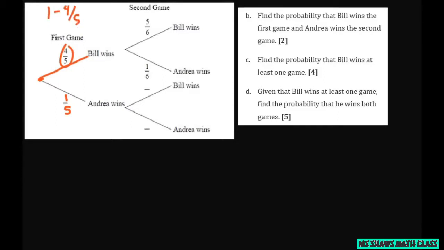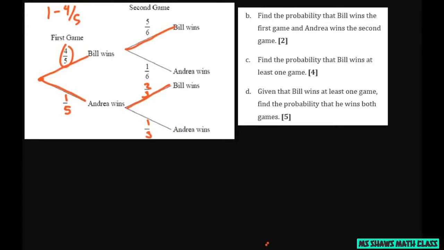The second game, if he wins the first game, then the probability he wins the second game is 5/6. So this is filled out. However, if he loses the first game, the probability that he wins the second was given as 2/3. So that means Andrea would be 1/3 because 2/3 plus 1/3 equals 1.